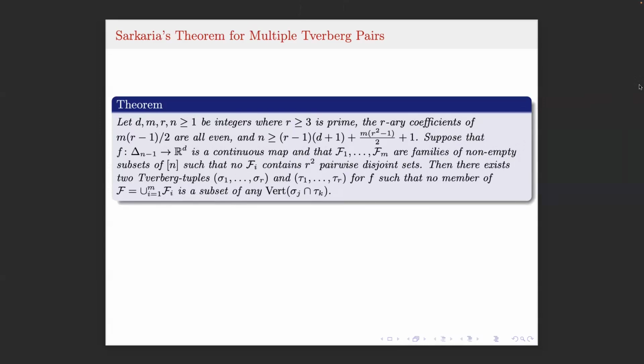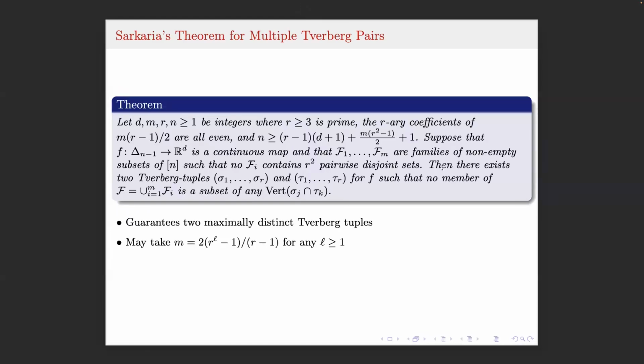Okay. So now let's suppose that I have a continuous map, and then I have families of non-empty subsets of n, such that instead of no R pairwise disjoint sets, I have no R squared pairwise disjoint sets. Then I can find two Tverberg tuples, sigma 1 through sigma r, and tau 1 through tau r, so that if I look at any member of the union of these families, it's not going to be a subset of the intersection of the sigma j and the tau k's. So if you look at any of these R squared sets of this form, the intersection of sigma j with tau k, and look at the vertex set, it's not going to contain any member of any family. So Sarkaria is for R, and it's one tuple that satisfies this. In essence, this can be seen as guaranteeing two maximally distinct tuples. The sigma and the tau j's are going to be as distinct as can be made.